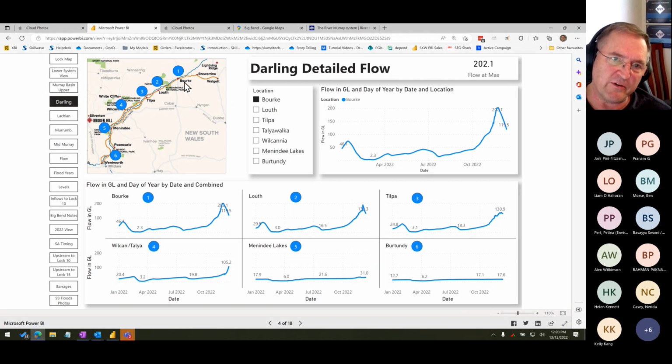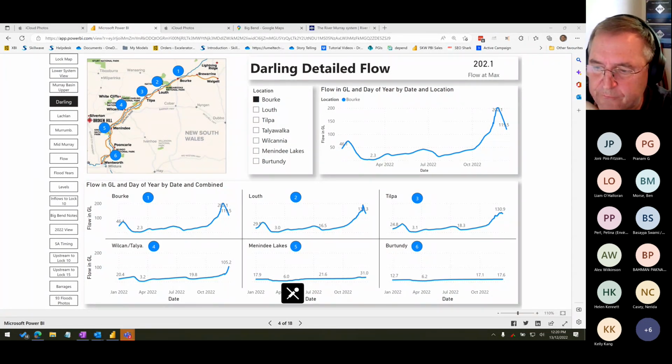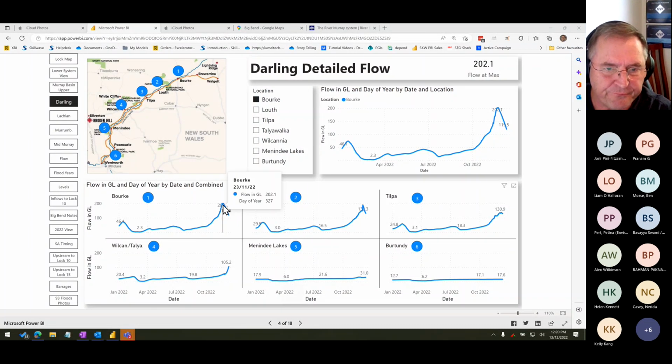But what I decided to do was to find some strategic data points along the river. Notice that I've just grabbed the map off of the web and pasted it in here. And then this is using small multiples down the bottom. What I'm trying to do is keep track of where the water peaks have come from. So you can see here that we had a peak at Burke.